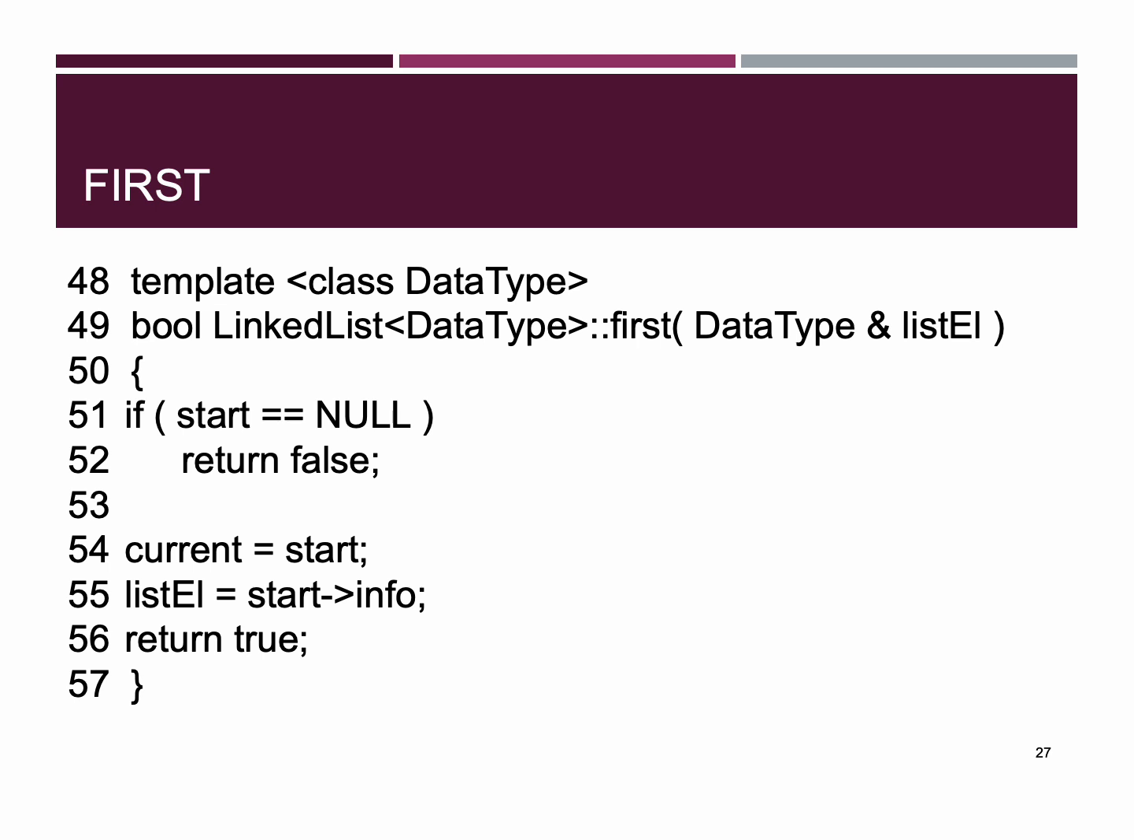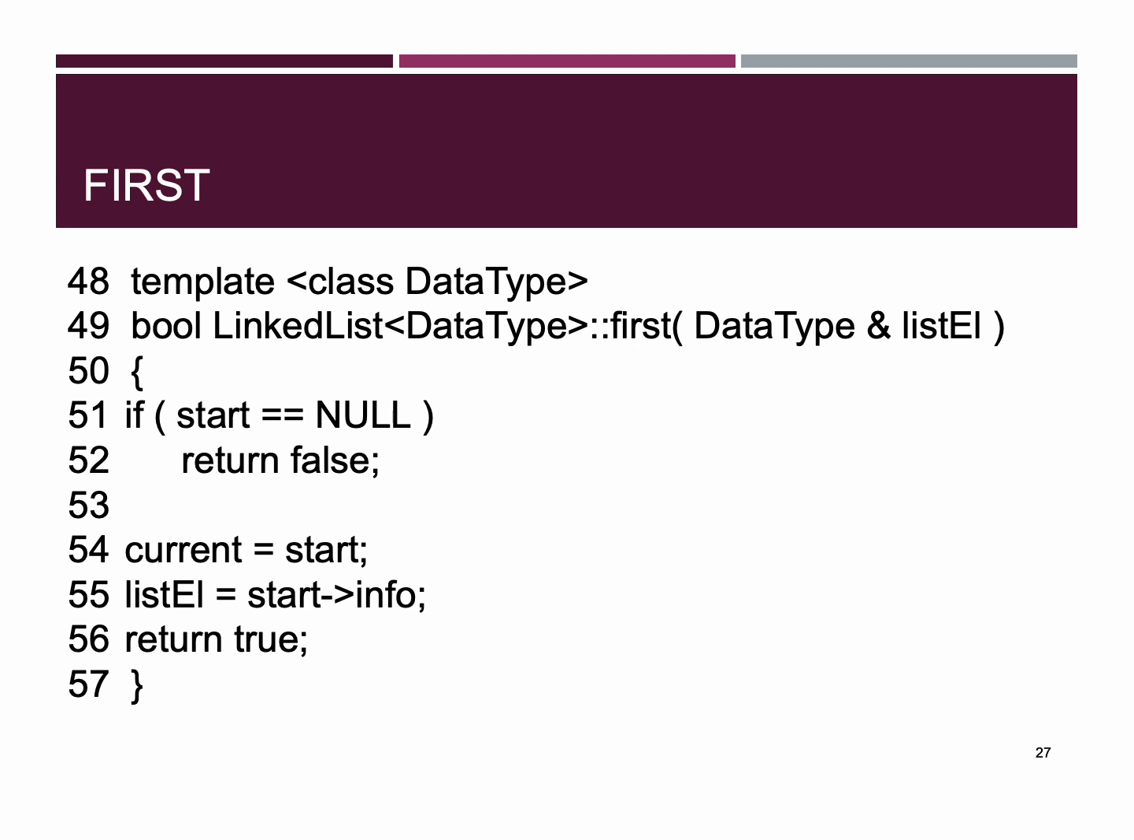Then the info or data of the first node is assigned to the parameter list ei, which allows the calling function to access the value of the first element. Then finally, the function returns true to indicate that the operation was successful and the first element has been retrieved. This function is essential for initializing any traversal or accessing the first node in the linked list.